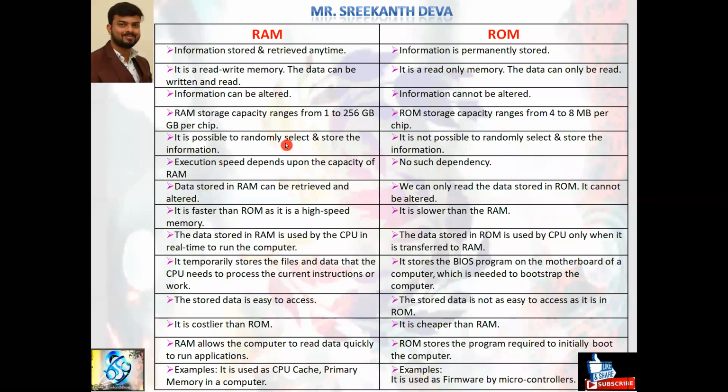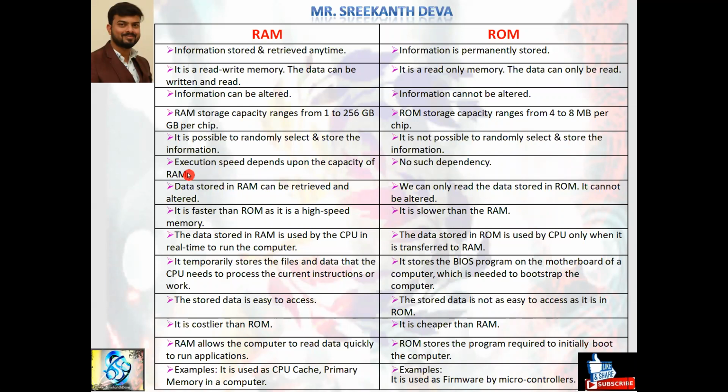After that, in non-contiguous memory allocation, address information is stored and process allocation is done randomly. That's why the name came: randomly select and store the information. That's why it is called RAM, random access memory, because the memory is not in a particular manner. In RAM we can store the information randomly, not in a particular manner. But coming to ROM, it is not possible to randomly select and store the information.